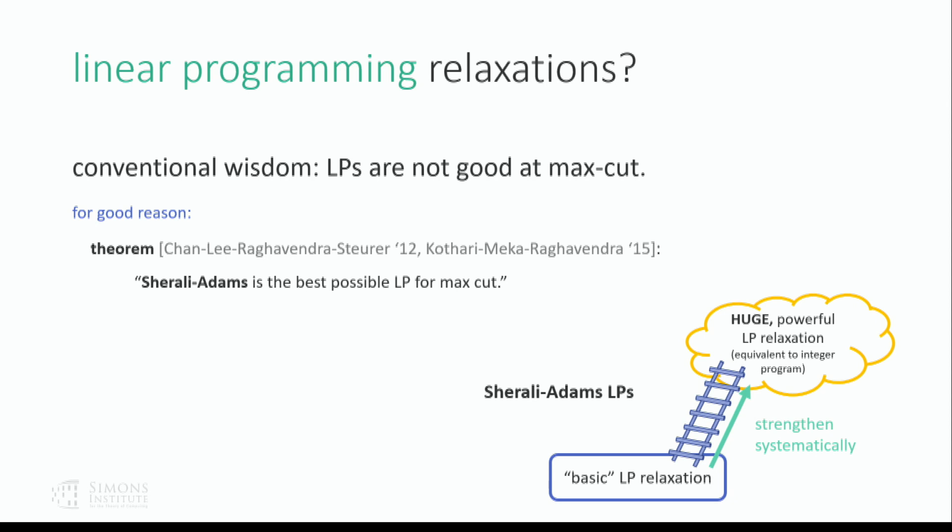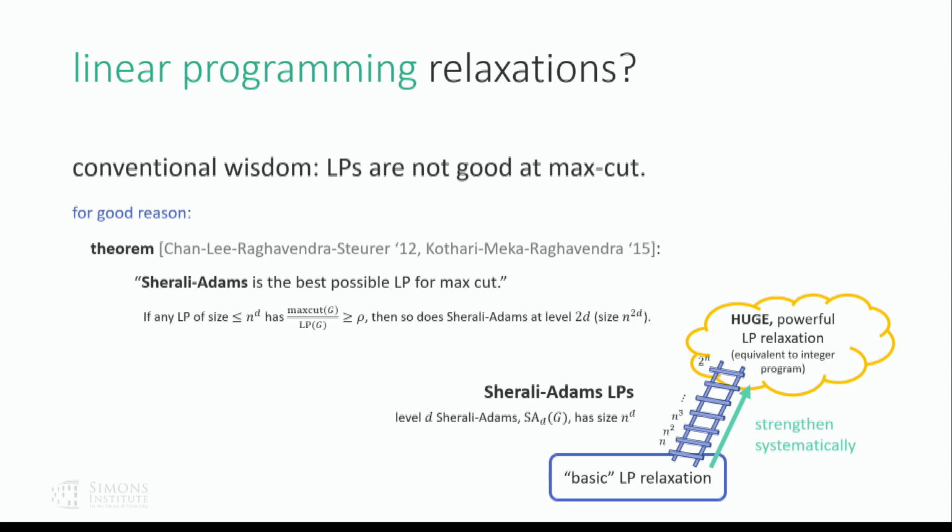Okay, so at every level of the Sherali-Adams hierarchy, you get an LP of different size. Okay, and at level d, you have a relaxation of size n to the d. Great. So basically, what was proven, this is the statement of Chan, Lee, Raghavendra, and Steurer, and Kothari, Meka, Raghavendra. The statement is a little bit more complicated.